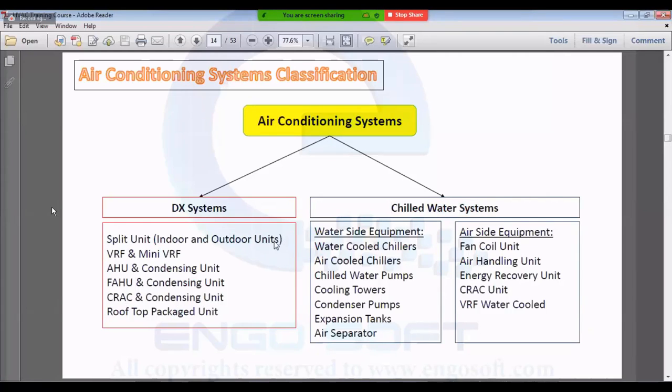We discussed all the types of the split unit system. We discussed what is VRF. We discussed the difference between the AHU and the fresh air handling unit. We discussed what is meant by computer room air conditioning and rooftop packaged unit.